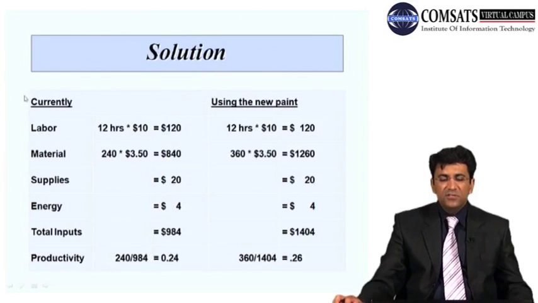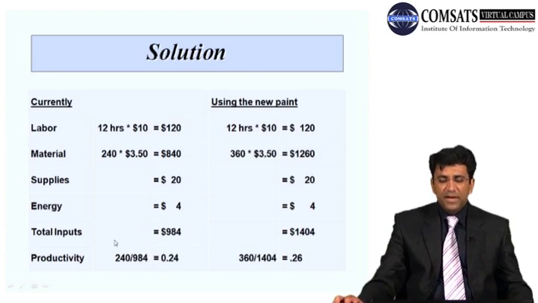Now students, this is his current productivity information. That is, the labor is equal to 12 multiplied by 10, 120, as I just discussed. Material cost, because $3.5 is the unit cost, so what we will do, we will multiply this unit cost by total output. So we can get the total material cost as $840. Supply cost is given as per day cost, so it will remain as $20. Energy cost is $4. So all these are the different inputs. If we add up all of these inputs, it will become $984.